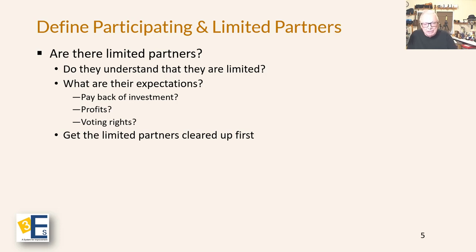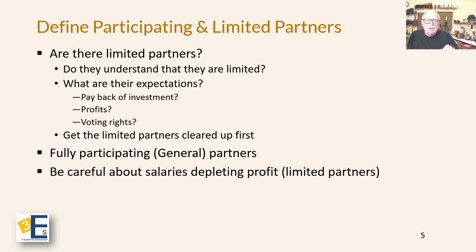All right, so we want to get those limited partners cleared up first. And then we deal with your fully participating partners, your general partners. We want to be careful about salaries that fully deplete profit, primarily because of the limited partners. If we take all the profit and divide it 50-50 between the 2 of us who are doing all the work, the business becomes 0 profit.